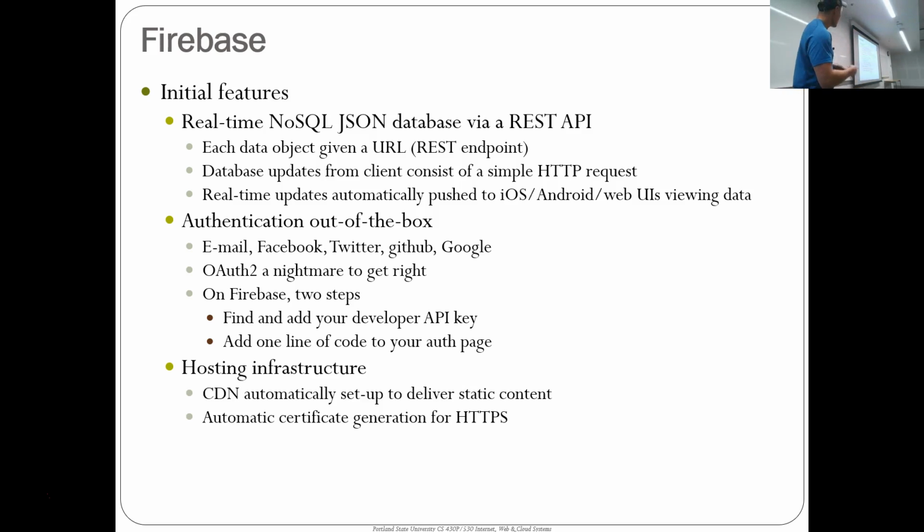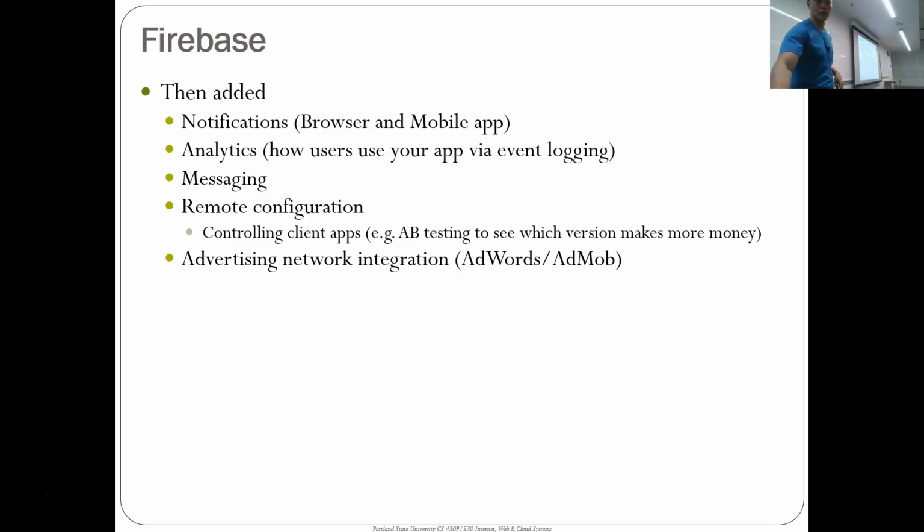And then automated hosting infrastructure. So automatically deploying the content in a CDN was what they were doing. Okay, so that was their initial features, and then they added all the other things that we talked about in the other slide: the notifications, the analytics, the messaging, the remote configuration, the ad network integration, the A/B testing stuff. That all got added after the fact. So now it's really full-featured. Anything you can think of that your app might need, Firebase is going to support on the back end.